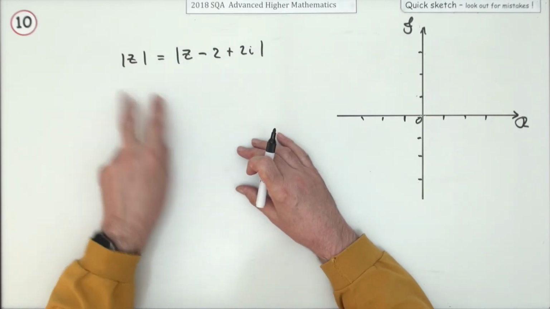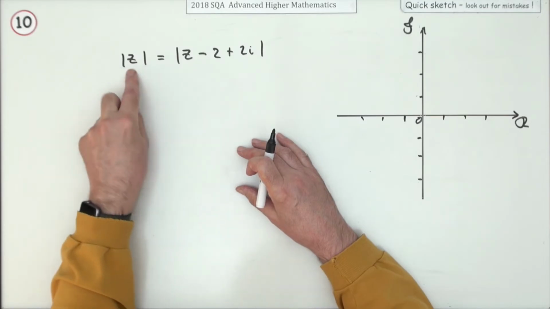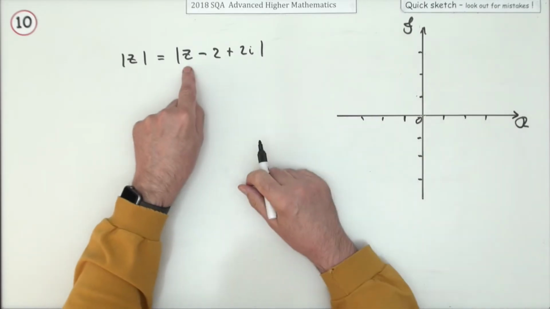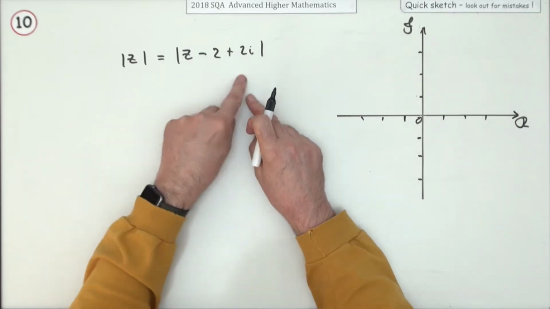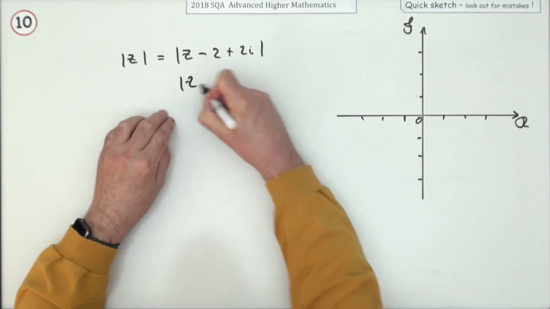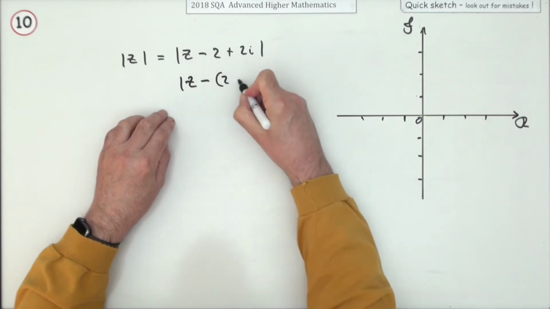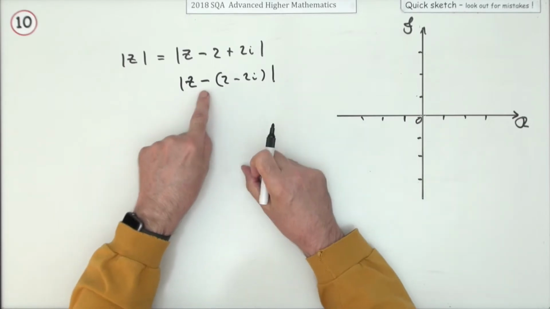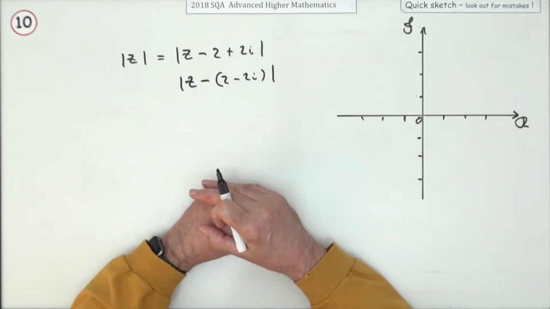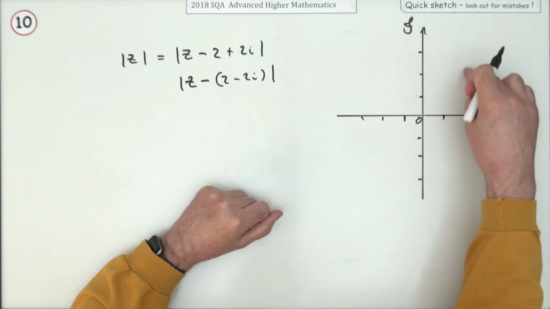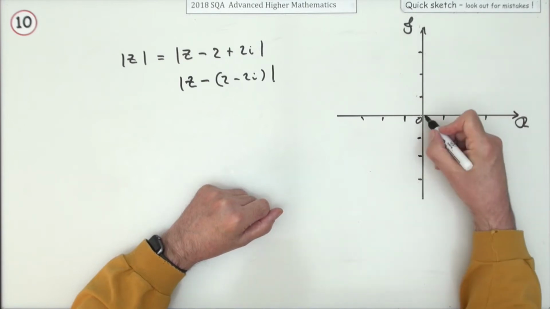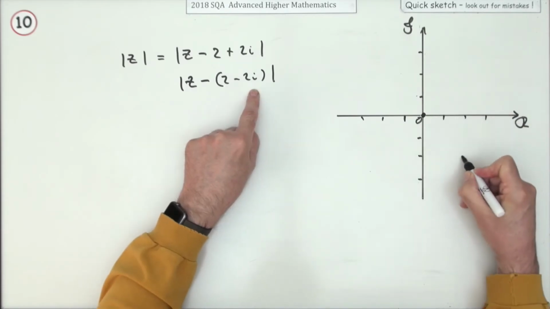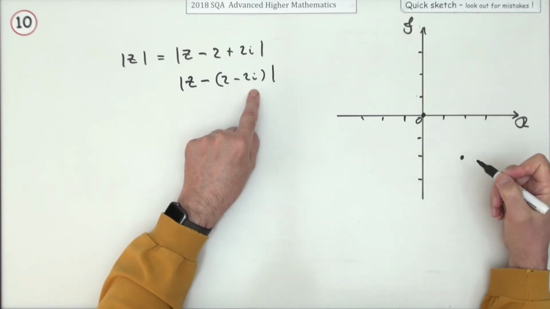You can interpret those. The modulus of z means the distance from the origin to z. And this one, the modulus of z minus that, can be interpreted as z minus 2 minus 2i, which says the distance of z from the point 2 minus 2i. So you have to find all the possible places z can be, so it's the same distance from the origin, and it's the same distance from 2, negative 2, or 2 minus 2i.